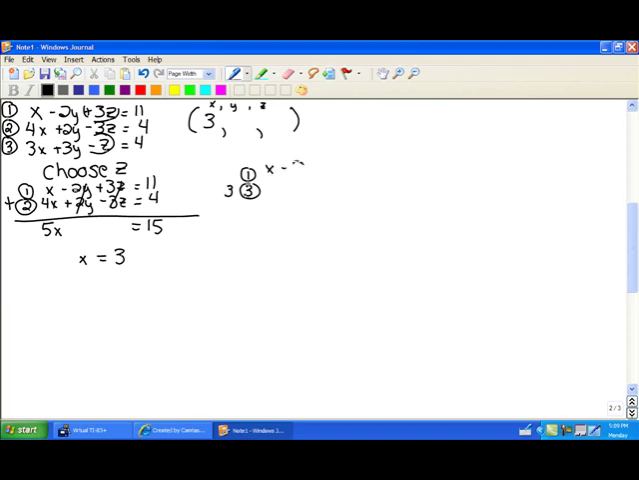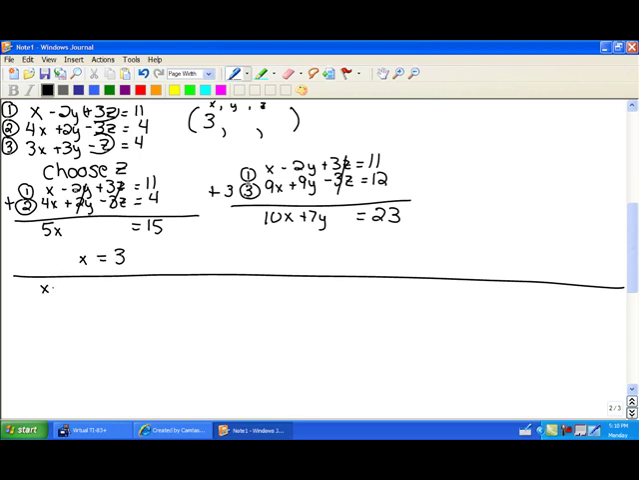I'll copy equation 1 again. Then I'll multiply 3 times the whole equation of 3. So 3 times 3x is 9x, 3 times 3y is 9y, 3 times negative z is negative 3z, and 3 times 4 is going to give us 12. When I add those two equations together, I'm going to have 10x plus 7y, the z's will cancel, will equal 23.